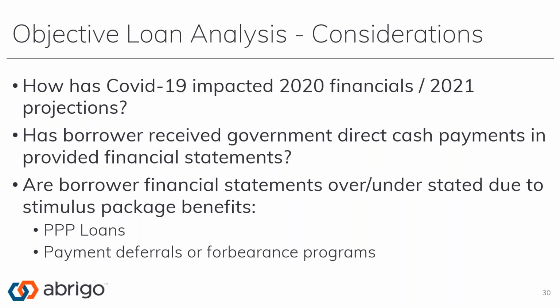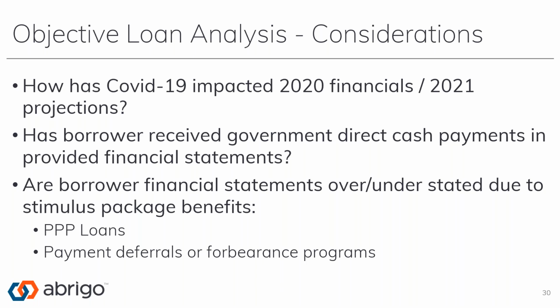So if those direct government cash payments go away, how does that change your outlook or the capacity for that customer to pay you back, right? So you're going to want to understand the government cash payments or stimulus payments they received so that you understand the risk associated with that new deal.